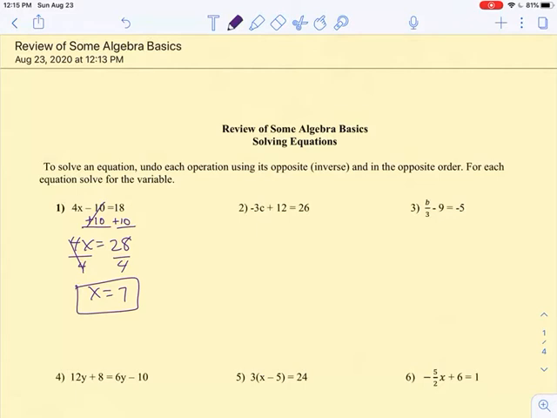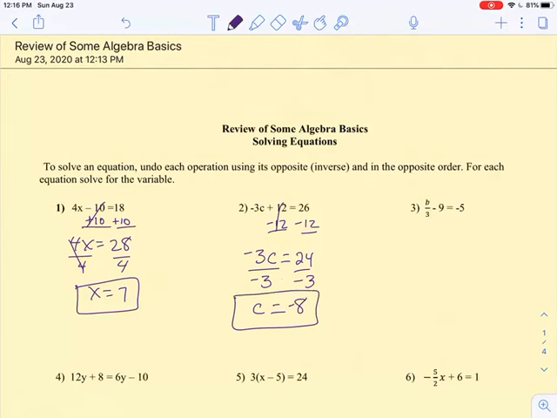Same thing, number 2. I want to get c by itself, so I subtract 12 from both sides. And I'm left with negative 3c equals 24. I'm trying to get c by itself, so I'm going to divide by negative 3. And I get c equals negative 8.